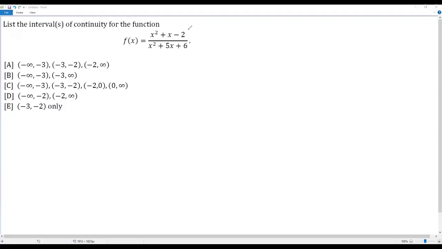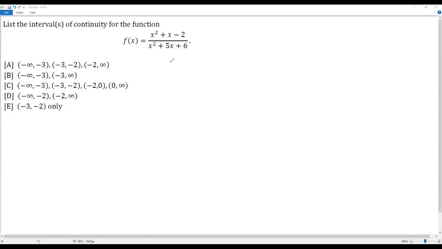Okay, so whenever we have a rational function like this, a rational function means the function must contain a variable in the denominator. In this function, we have a variable in the denominator, so it's a rational function. And if I want to find intervals of continuity for a rational function, first I have to find the values of x which make the denominator 0. Because in any fraction, if the denominator is 0, the value of the fraction is considered to be undefined.